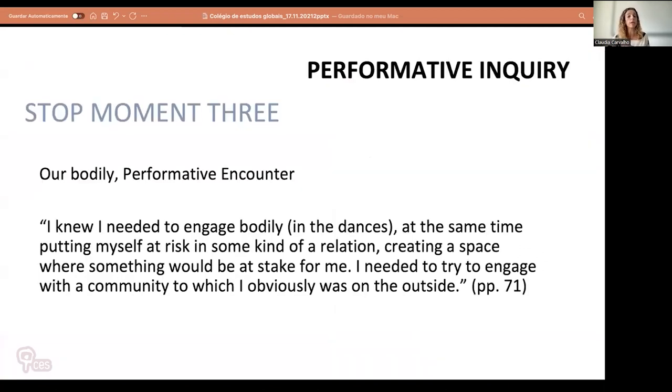And the stop moment three was about this performative encounter between the different types of participants in the research. So I read to you this citation. I knew I needed to engage bodily in the dances, at the same time putting myself at risk in some kind of a relation, creating a space where something would be at stake for me. I needed to try to engage with a community to which I obviously was on the outside. So this perception of being an outsider, but at the same time putting yourself in a situation of trying to be inside, of course, always knowing that you will be always an outsider.